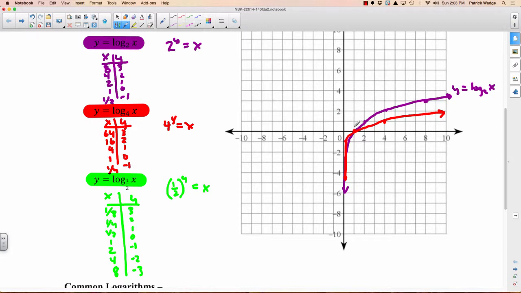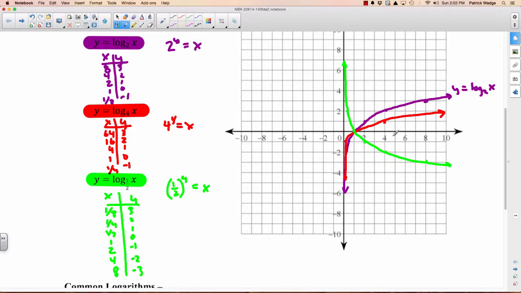Okay, so 1/8 and 3, so it's somewhere around here. And then 1/4 and 2, and a half and 1, and then 1 and 0, 2 and negative 1, 4 and negative 2, and 8 and negative 3. So obviously you can see that if your b value is between 0 and 1, you actually end up with a descending function. Same asymptote, which is the y-intercept.